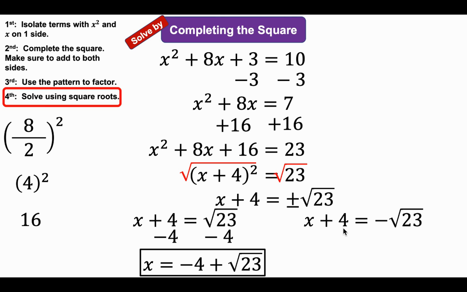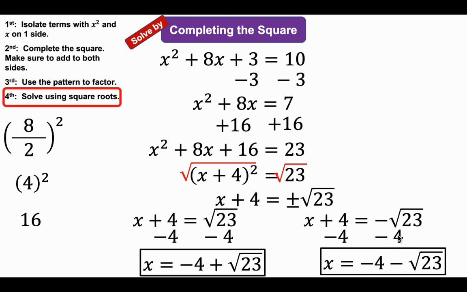This other side, same thing, subtract 4 from both sides. Again, these two are not like terms, so don't put them together. Don't subtract 4 from 23. That's not going to work. It's under a square root. So just leave them separate, put your -4 and the negative square root of 23, and that's it. All right.